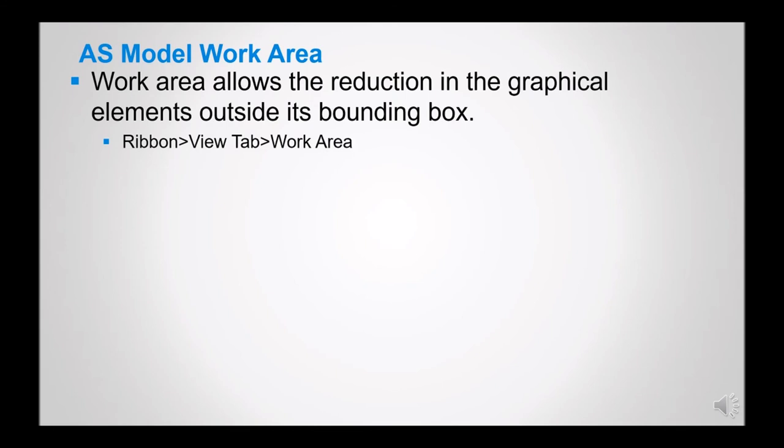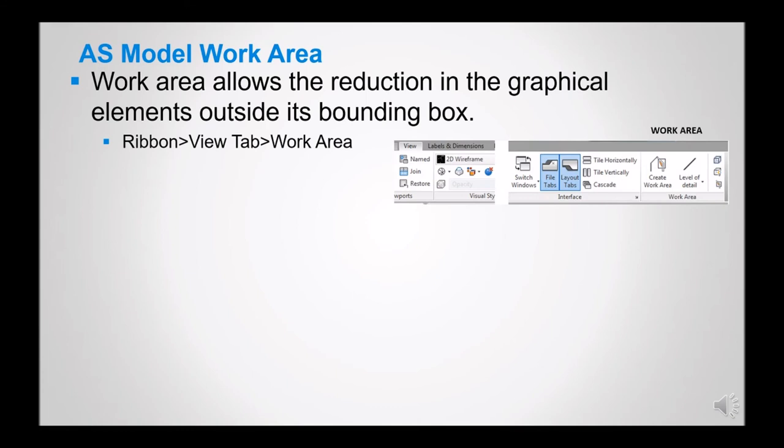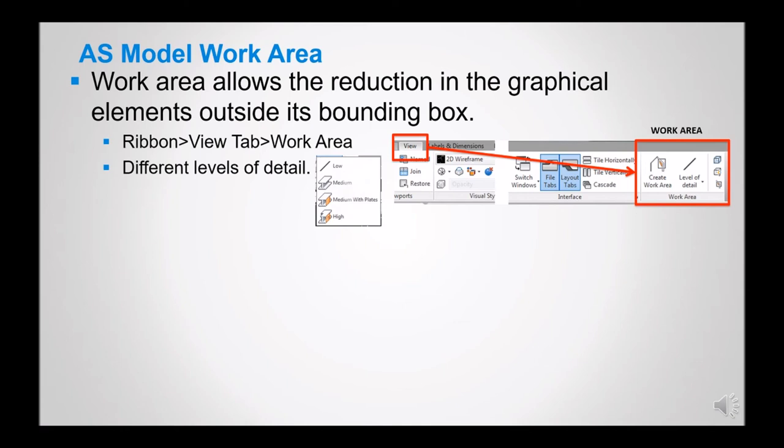The best way I can equate this is to something in Revit, where you can adjust the level of detail that you see. In Revit, you can have a fine level or a coarse level, and this affects what is actually visually shown. So with the work area, you can create it and you can control these elements. The levels of detail use slightly different terminology: low, medium, medium with plates, and high. So low is like a stick entry. If it's a high entry, it'll be different.